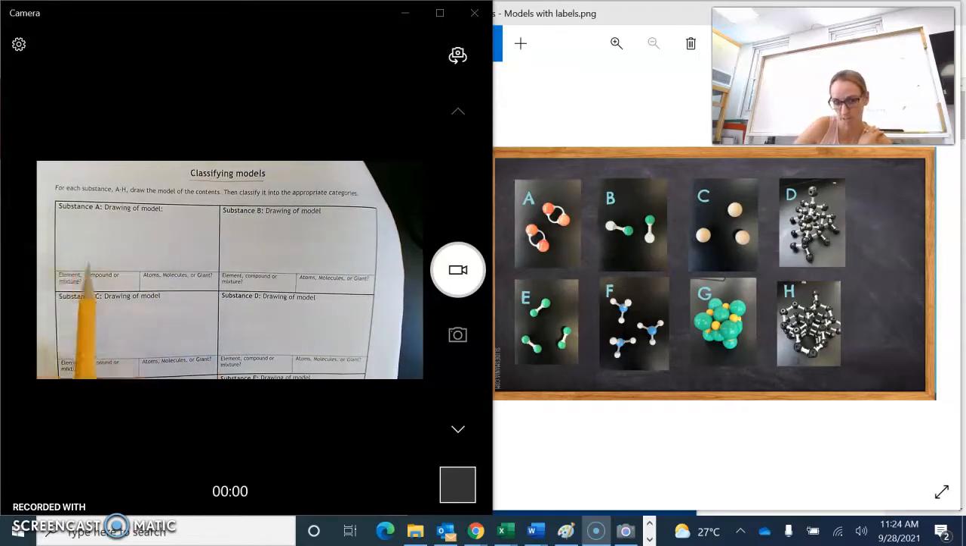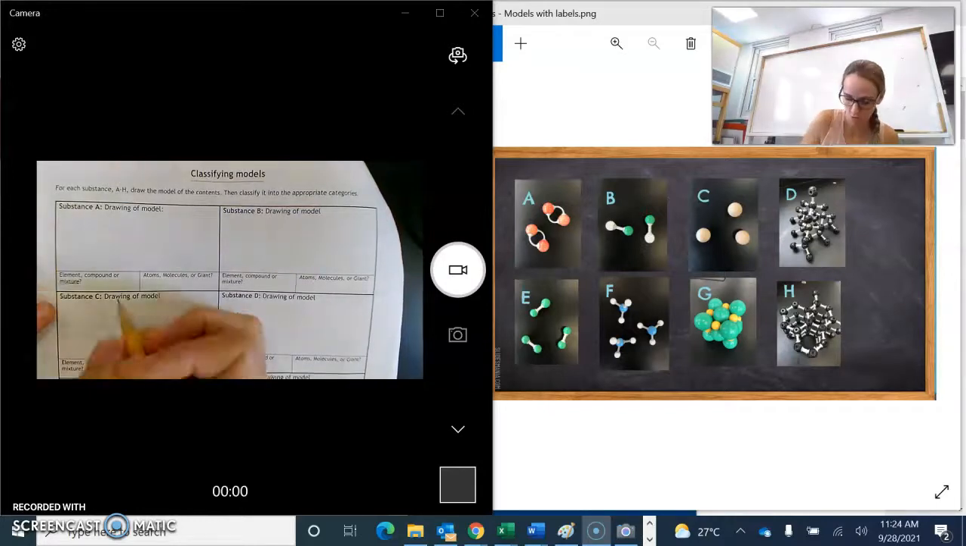Right, so the task is this. You need to draw a picture of the model, and then you need to classify it. So I'm going to do 2 as an example for you. Then I'd like you to pause the video and try the rest, and then unpause, and I'll go through the rest of the answers. So let's start with A.